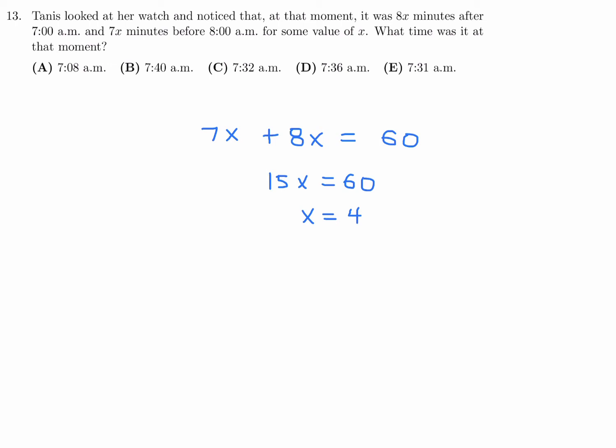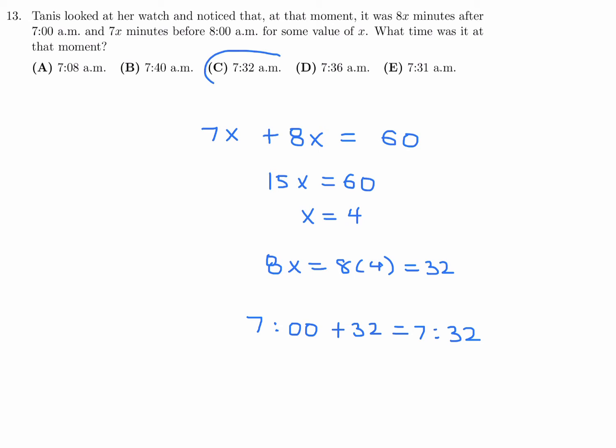It was 8x minutes after 7 a.m. So 8x is 8 times 4, which is 32. So it's 32 minutes after 7 a.m. So 7 a.m. plus 32 is 7:32. And therefore, number 13, the answer is C.